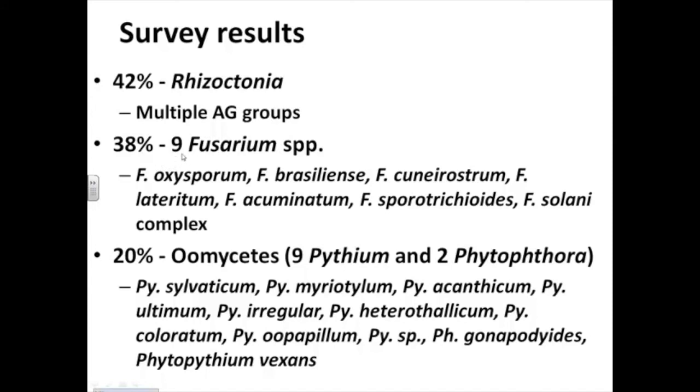Fusarium, 9 different species. And then if we look at the oomycetes, so 9 Pythium and 2 Phytophthora species. Okay? So because of the species diversity in this group and also the predominance of Rhizoctonia, even with the variation of anastomosis groups, Rhizoctonia seemed like the more tractable organism to go after first. Most common, least amount of species diversity.